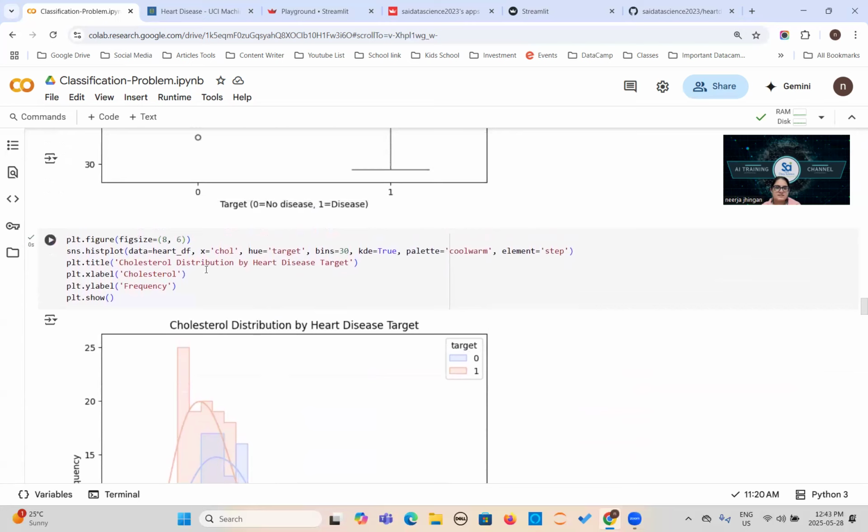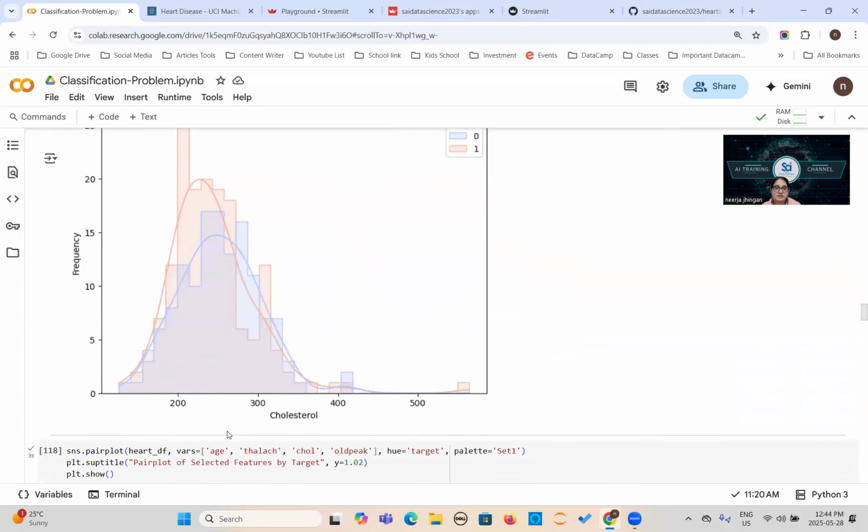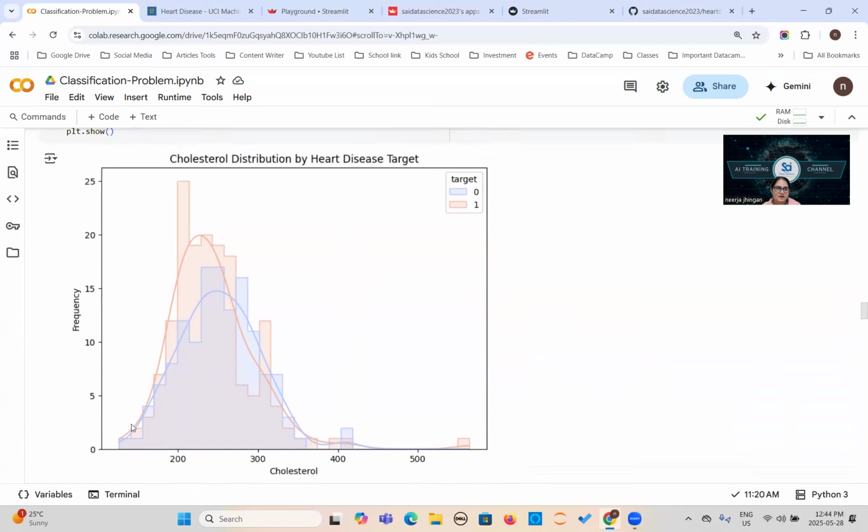Now look at the next graph. It is showing the cholesterol distribution by heart disease. We are showing what the values of cholesterol are when the patients might have heart disease. Okay. And in our data set, look at this. The blue color is no heart disease. So let's look at those who have heart disease, because we are more interested in giving treatment to the people who have heart disease, right?